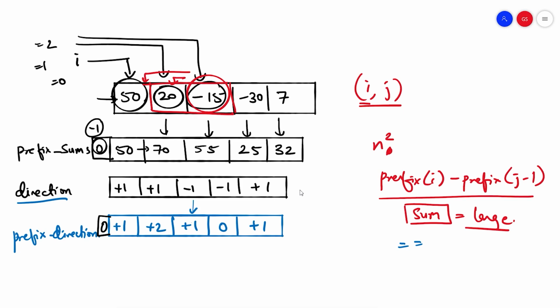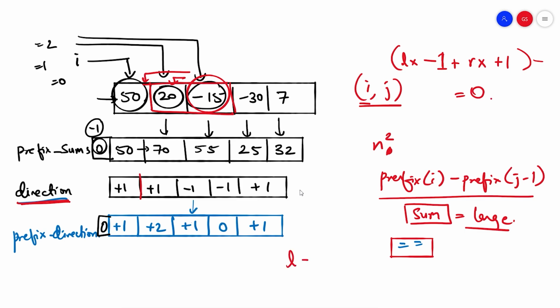Now here's the interesting bit. If we want to find what is a valid subarray, which arrays have the same number of lefts and rights, what we need to do is find a direction subarray having a total sum of 0, right? Because the number of lefts you take makes it -1, the number of rights you take makes it +1. So left into -1 plus right into +1 should be equal to 0, and the only way to do that is L minus R is equal to 0, so L is equal to R.